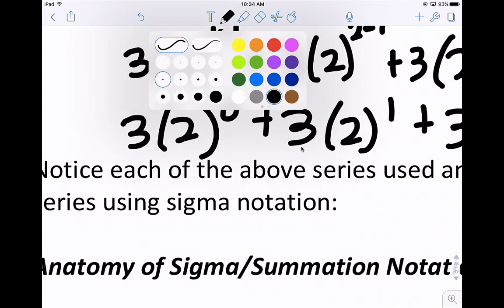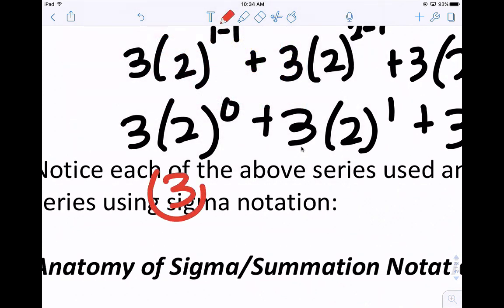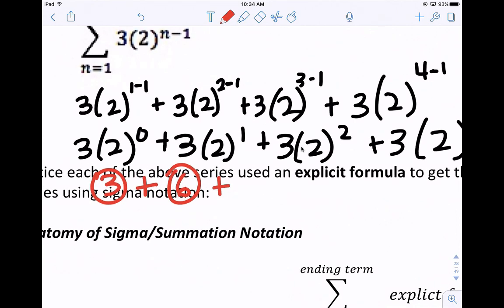All right, I know that 2 to the 0 is 1, so this is just 3. I know that this is 3 times 2, which is 6. I know that this is, I have to do the exponents first. 2 squared is 4. 4 times 3 is 12.